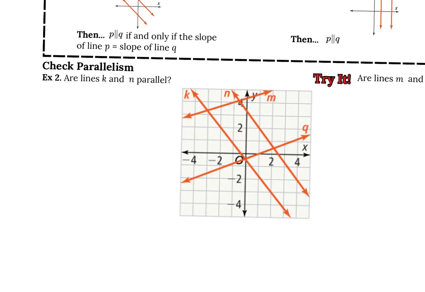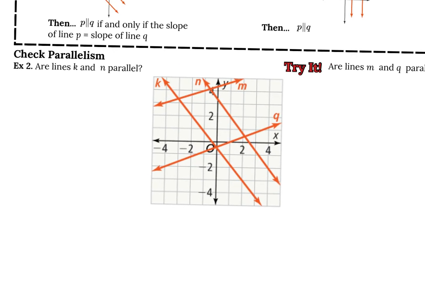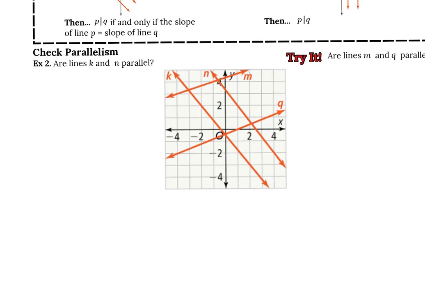Next we're going to check for parallelism. We want to check and see if lines K and N are parallel. To check to see if our lines are parallel, we want to see if they have the same slope. To see if they have the same slope, first I want to identify some coordinates. For K, I'm trying to find some easy coordinates here. It looks like there's an intersection here and here, so I'm going to use those two coordinates.